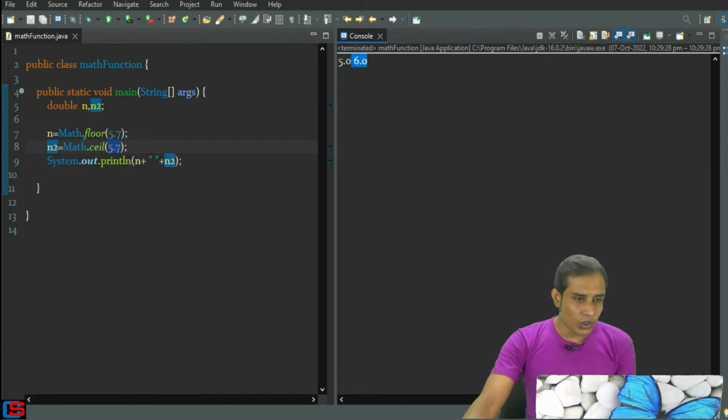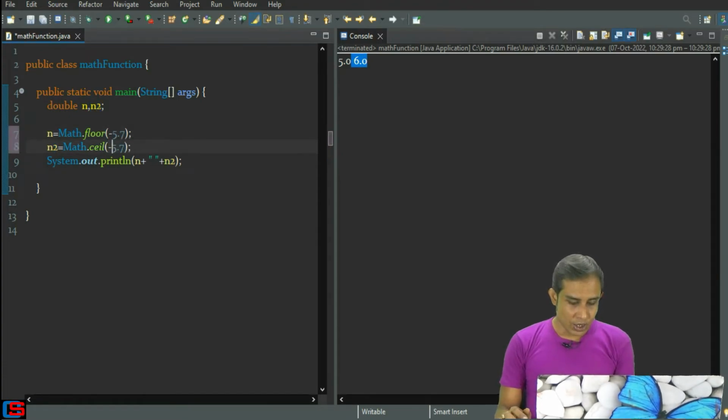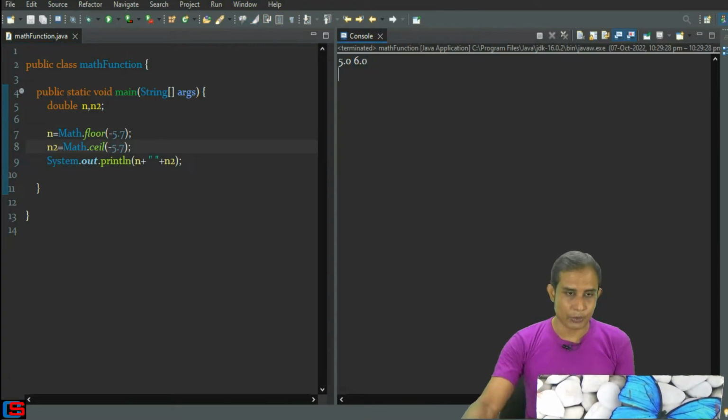Now I am going to implement it with a minus sign, okay. Let's see what happens. So minus 5.7 like this, okay. Now I am going to run the program again. So the values are minus 6 and minus 5. Why is this reversed? Why?